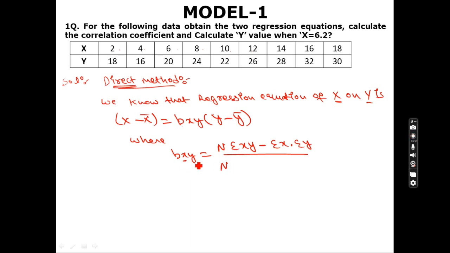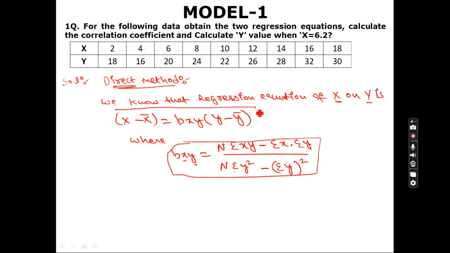For x on y, y is written in the denominator. You write n summation y square minus summation y whole square. There is a lot of difference between these. Here we have to do the y square first, and after that the total. Here we have to do the total of the y column and after that apply the square. There is a lot of difference between these two formulas, so most of the students get confused here.